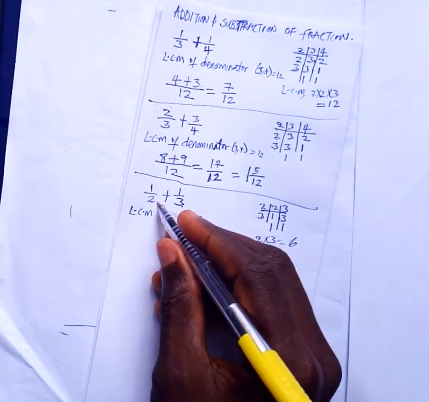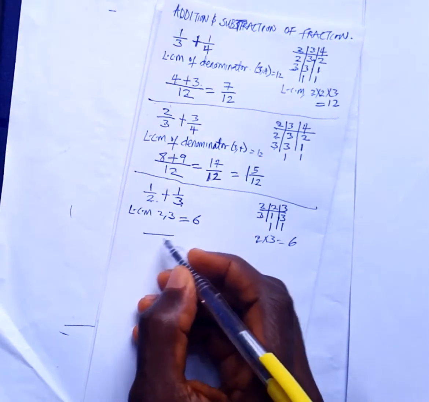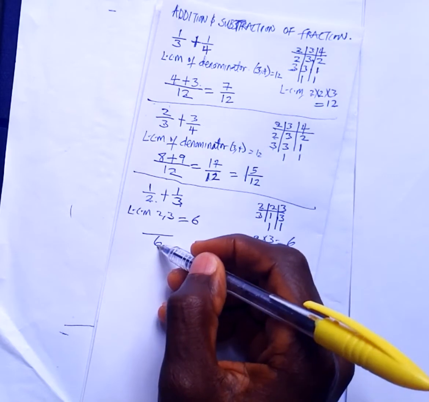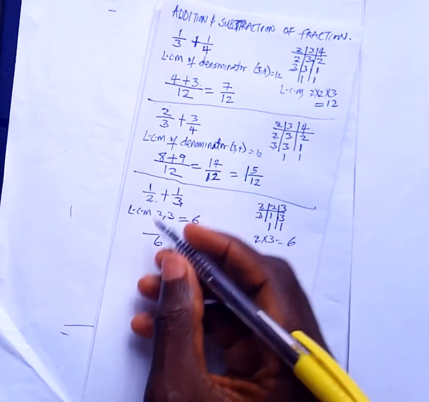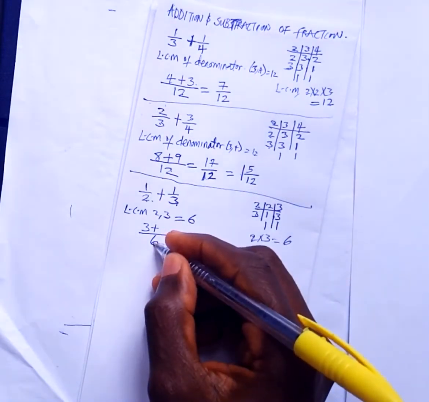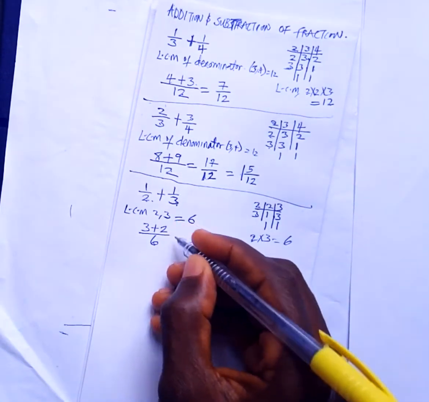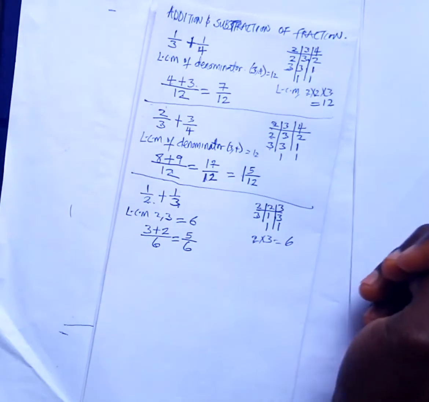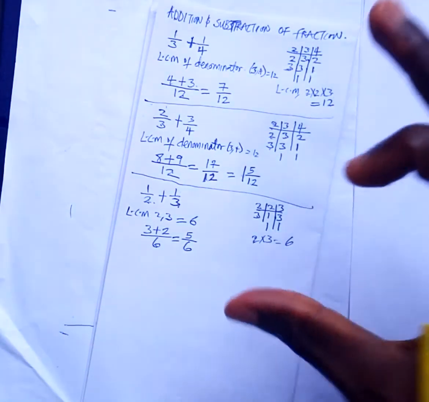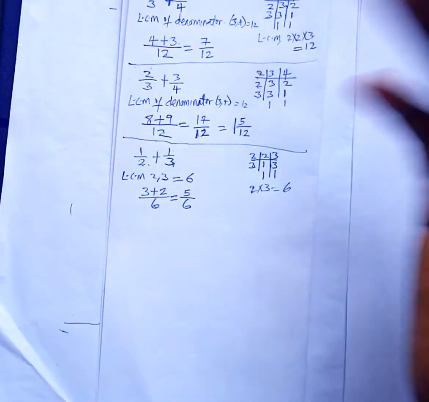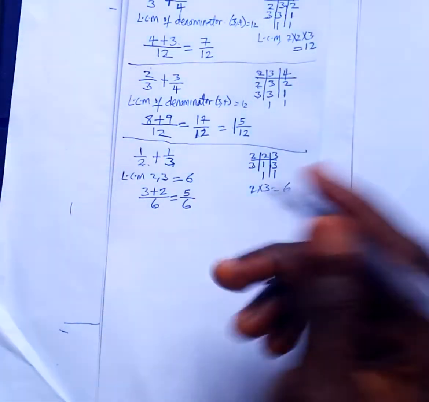So the LCM of 2 and 3 is 6. So what are we going to do here? Find the LCM. We write 6. 2 in 6, 3. 3 times 1, 3. Plus 3 in 6, 2. 2 times 1, 2. That is 5 over 6. So that is all about addition of fraction.